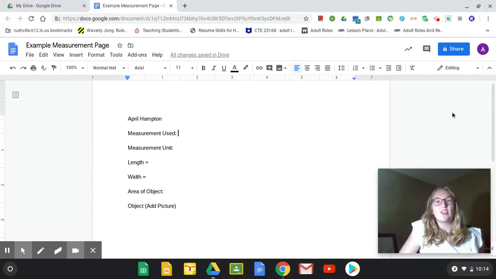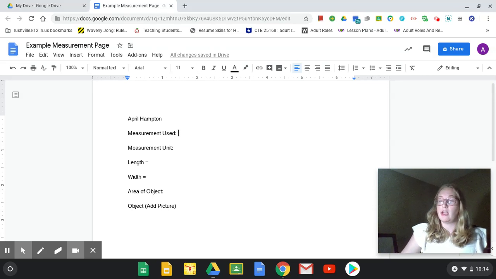Hi guys, so I'm going to just show you the extra activity that I would like you to complete today. This will allow me to know if you understand how to find the area of a rectangular object by actually measuring something that you have in your own home. So, what I would like you to do is find something that is in the shape of a rectangle. So, we're finding the surface area, okay, of an object.